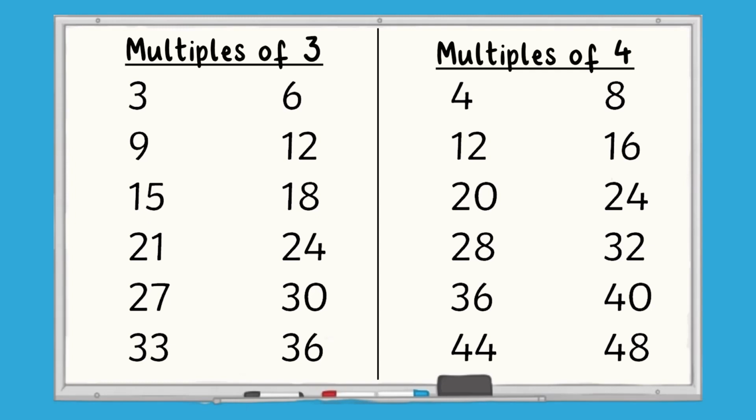Finally, to decide which numbers are common multiples of 3 and 4, we need to see which numbers appear on both sides. In this instance, 12, 24 and 36 are the first 3 common multiples of 3 and 4.